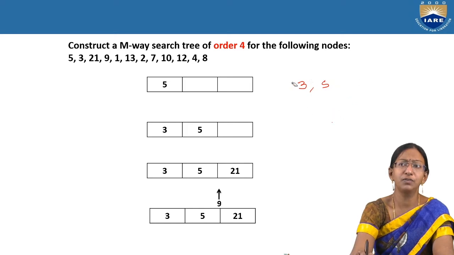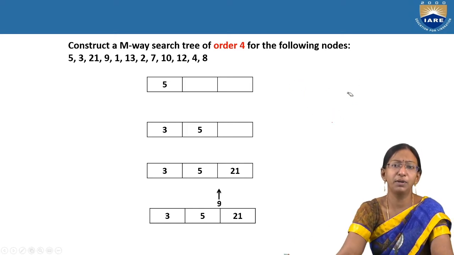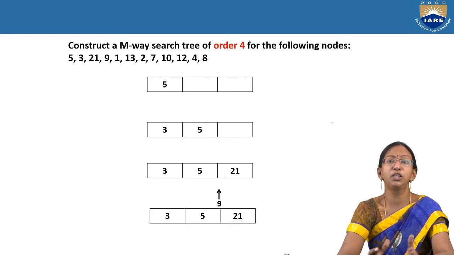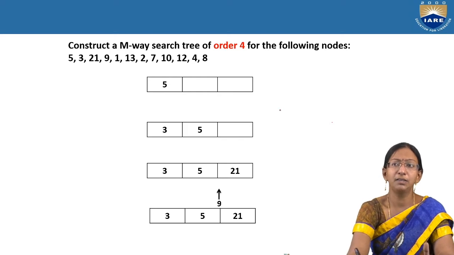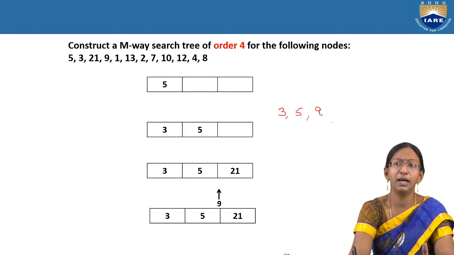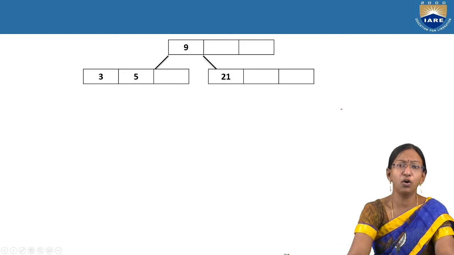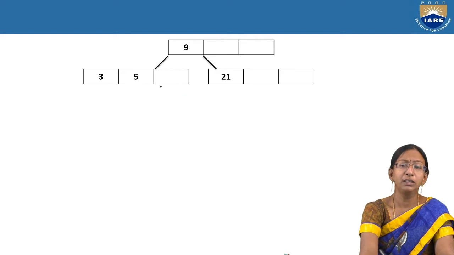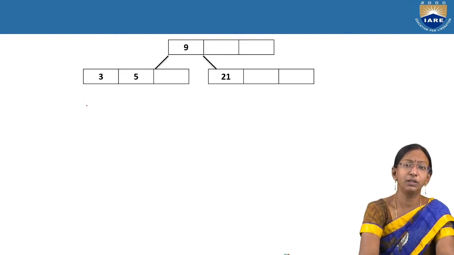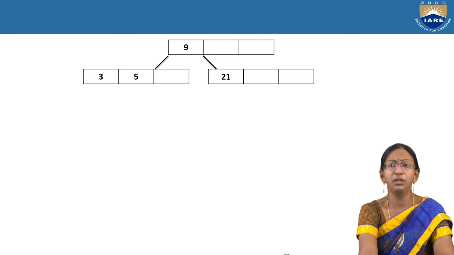So as we have seen, 9 cannot be accommodated because there is no space. All the 3 keys are full. So we have to split it into two halves. The elements are 3, 5, 9 and 21. If I split it into two halves, I have to take 9 to the top and make it the root node. Right? So let's do the same. I am going to take 9 to the top and split it. When I split it, 3 and 5 will be on the left side and 21 will be on the right side.